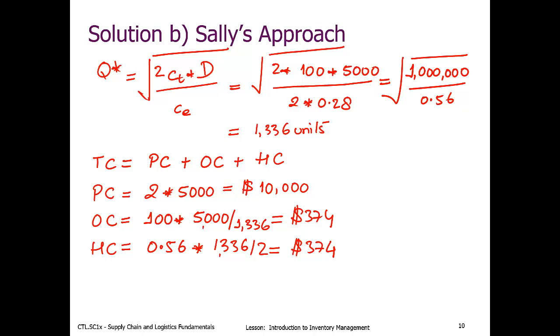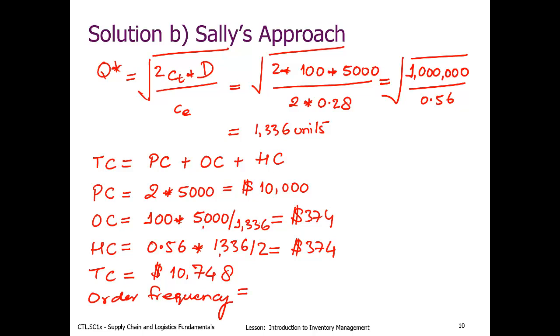So we have the purchase cost, the ordering cost, and the holding cost. Can we calculate the total cost? Yes, you just add these three up, and this should give you a value of $10,748. Well, while we are here, can we also calculate the order frequency? I think we were asked in the question for the order frequency.